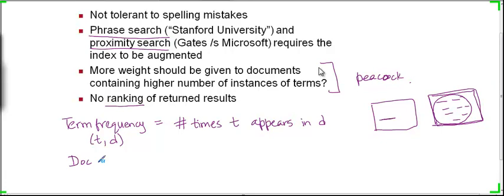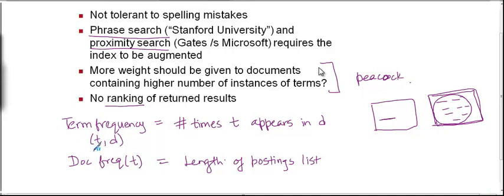Note that unlike the document frequency, where you only need to specify the term, because this is the length of the postings list for T, the term frequency is a function of two parameters. You need to specify not just the term but also the document, and it's going to give you how many times that term appeared in that document. Or the document frequency is the number of documents containing T.